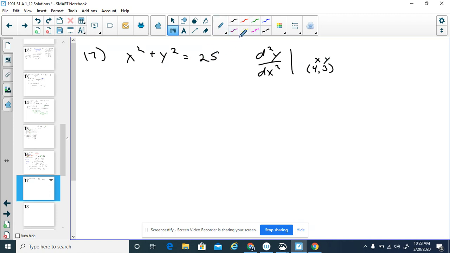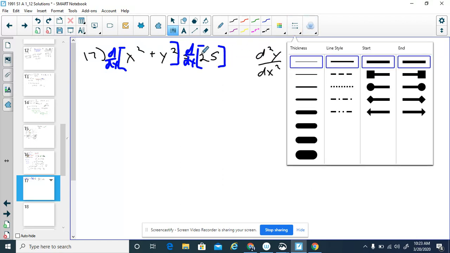Do not try and solve for y explicitly. Do it implicitly. What does that mean? That means you're taking the derivative of the left side with respect to x, treating y as a function of x, and you're taking the derivative of the right side with respect to x. What does that mean? Well, let's just do it.